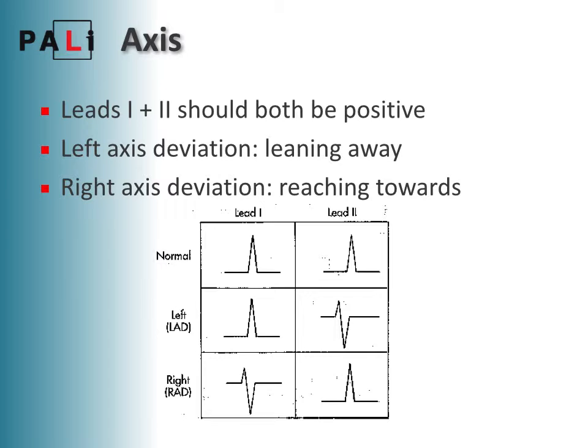Next, we want to look at axis, and for this we look at leads 1 and 2. Both leads 1 and 2 should be positive for the majority of the waveform. Left axis deviation is seen when the lead 1 is positive and lead 2 is negative, and these appear to be leaning away from each other. Right axis deviation occurs when leads are reaching towards each other. This occurs when the lead 1 is negative and lead 2 is positive.